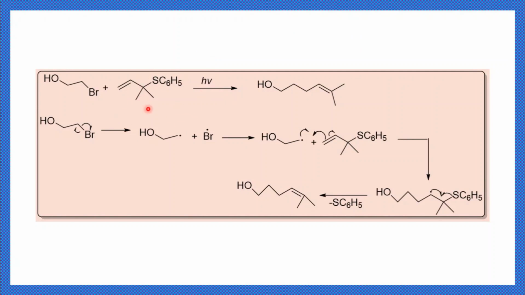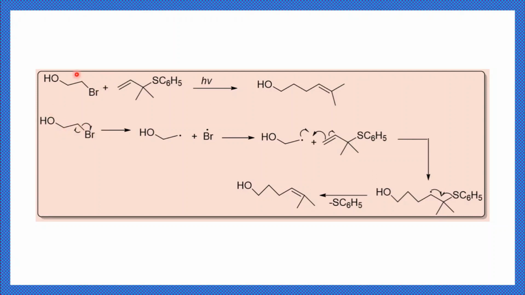This is an example of the fragmentation of allyl sulfide, and it's an intermolecular carbon carbon bond formation. So this 2-bromo-1-hydroxyethane reacts with this allyl sulfide in presence of h nu, and you will get this product, the carbon carbon bond formation between these two different molecules. So it's an intermolecular carbon carbon bond formation reaction. We'll see its reaction mechanism, and the reaction mechanism is very simple.